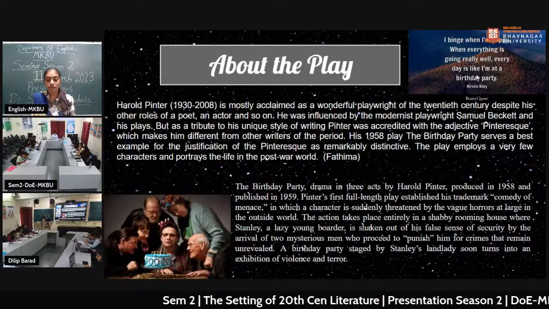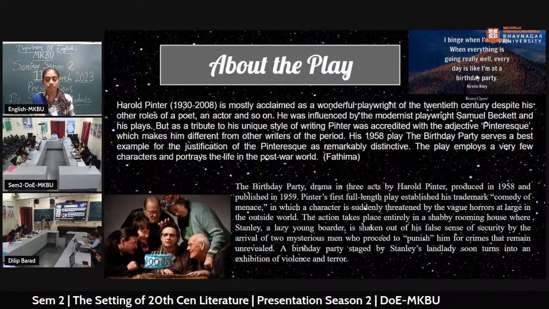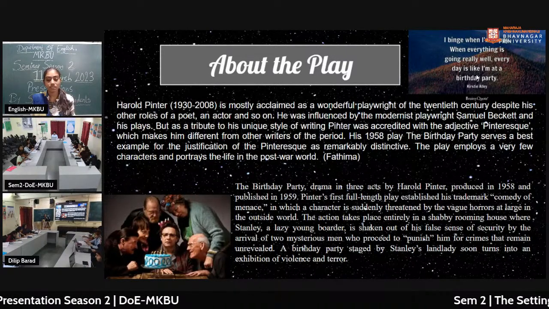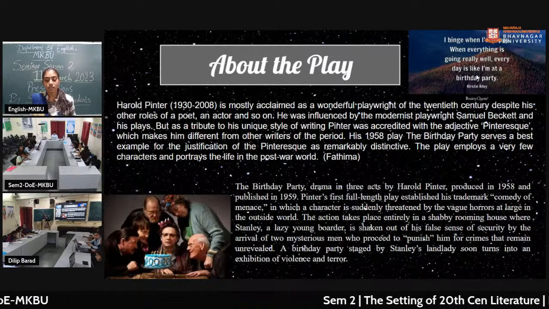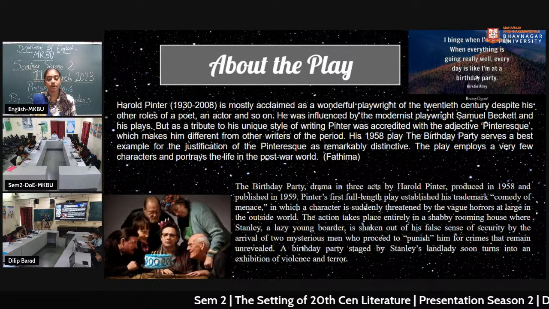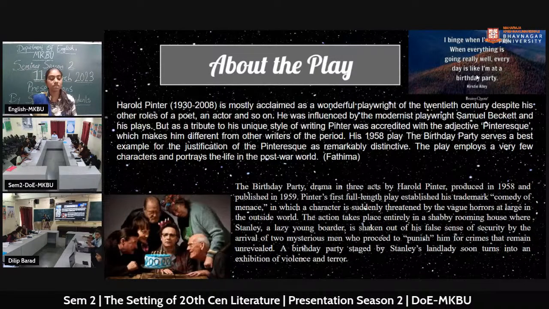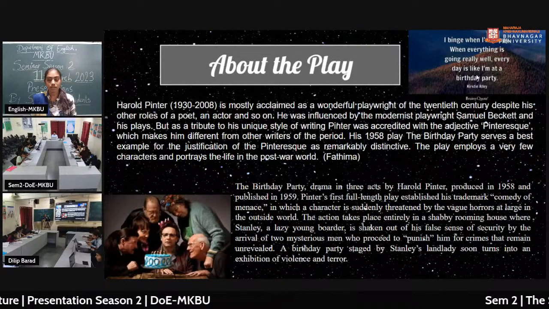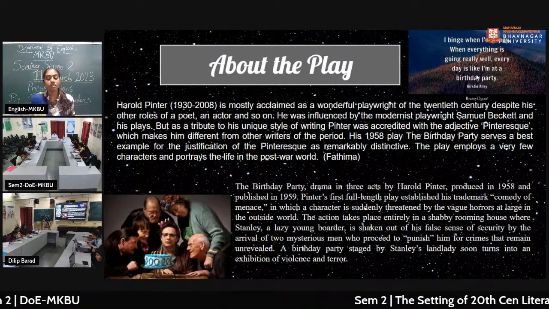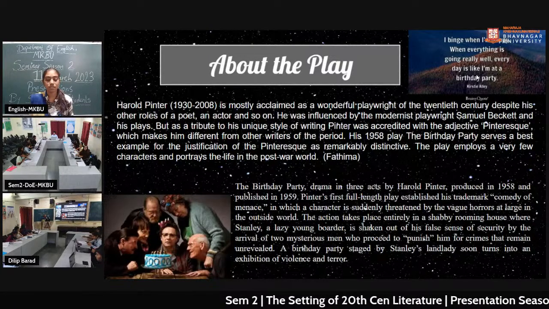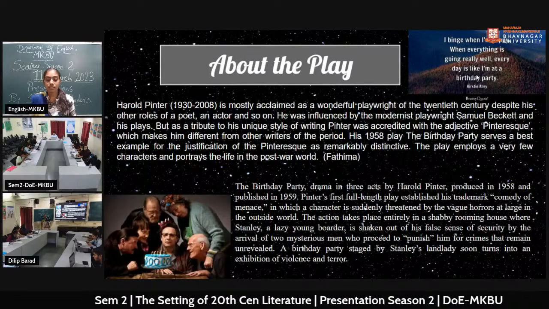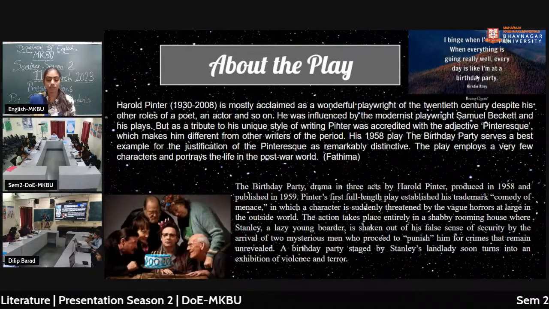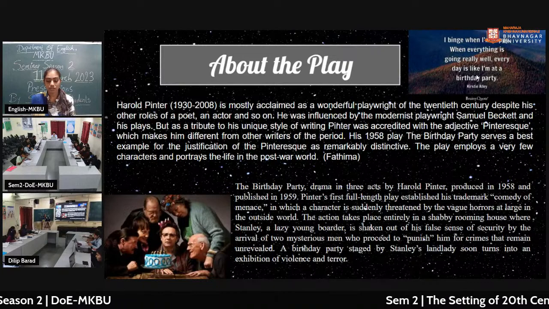He was influenced by the modernist playwright Samuel Beckett, but as a tribute to his unique style of writing, Pinter was accredited with the adjective Pinteresque, which makes him different from other writers of the period. His 1958 play, The Birthday Party, serves as the best example of the justification of Pinteresque as a remarkable distinctive. The play employs very few characters and portrays life in the post-war world.